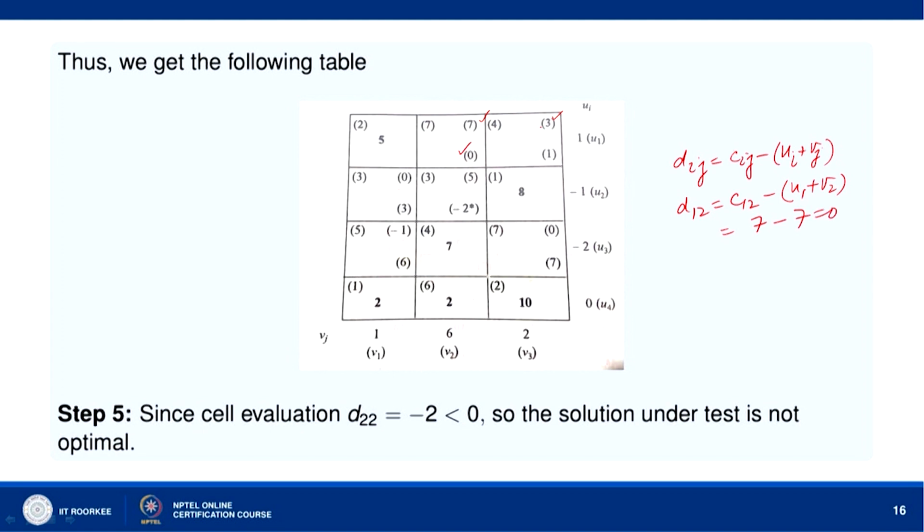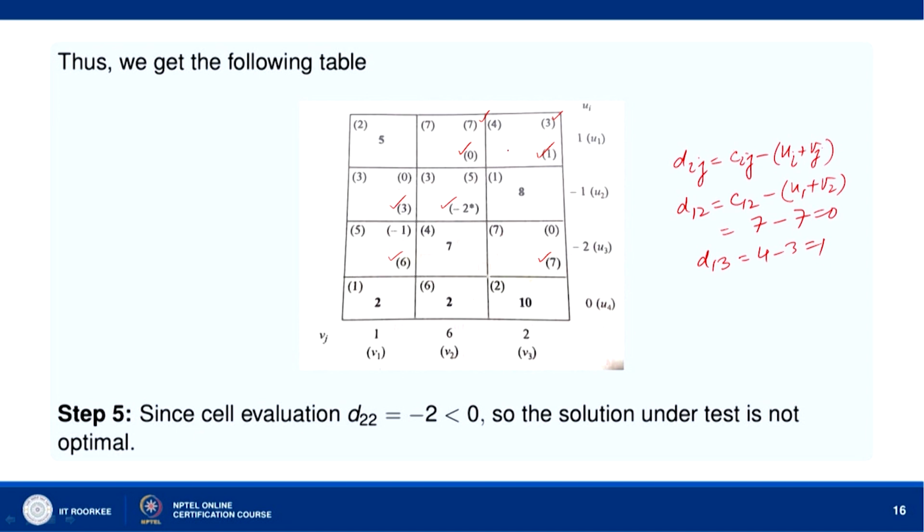Then there is also an unoccupied cell, so we take the difference of 4 and 3. So D13, first row, third column. So 4 minus 3 equal to 1. So we got 1 here, and then for this cell 3 minus 0 equal to 3. For this cell 3 minus 5 is minus 2. This is an occupied cell, so we leave it. For this cell which is unoccupied, the difference is 5 minus minus 1, so 6 here, and this is an occupied cell, so leave it. Then 7 minus 0 is 7. So we have got the dij values for all unoccupied cells.